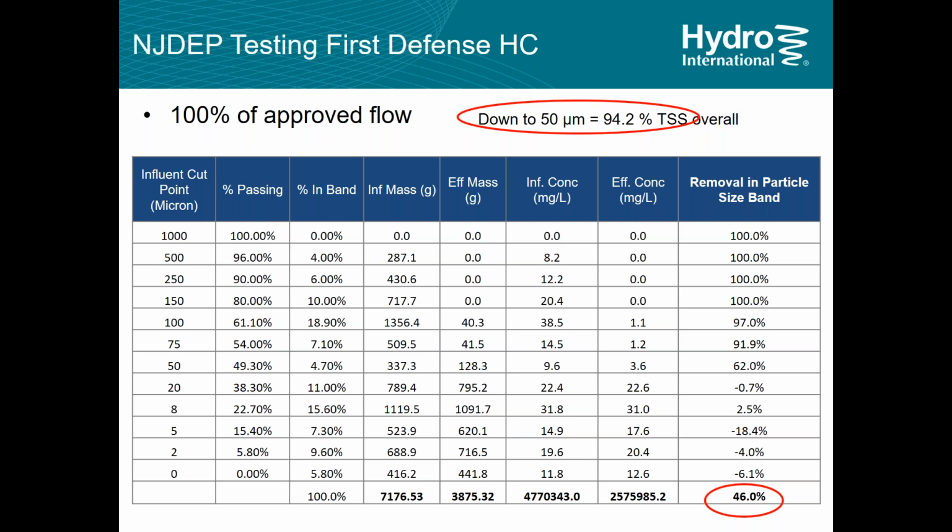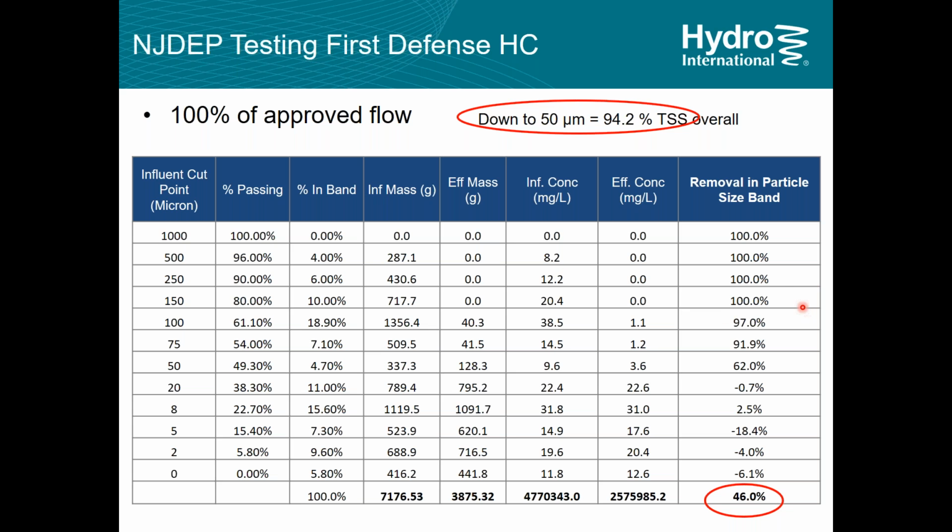Now, this table here is the approved flow rate that we were approved for our first defense, which was about 1.56, I think 1.6 CFS. So at that flow rate, when you look at this, anywhere from about 1,000 microns down to 500 microns, that's pretty big stuff. That's easy to remove, and we did. You get about 100% removal. And again, 500 down to about 250, 100% removal.